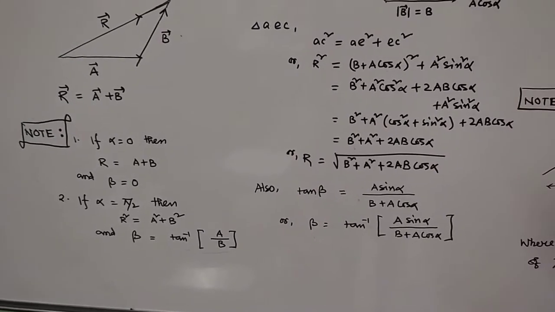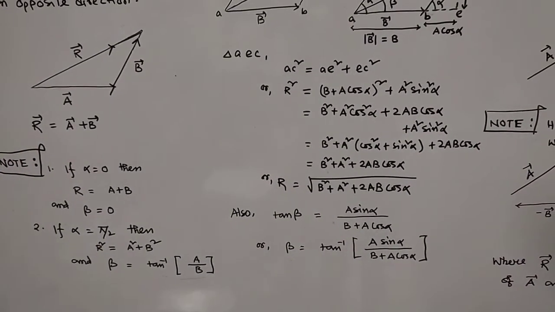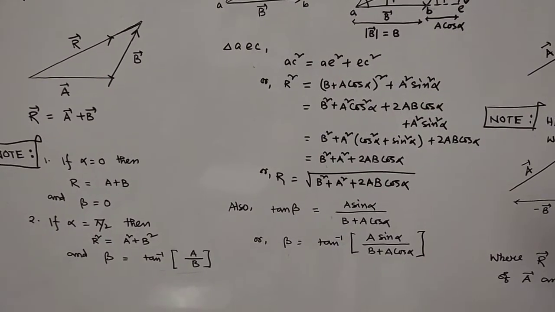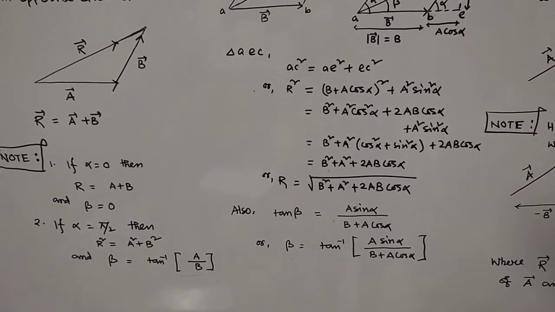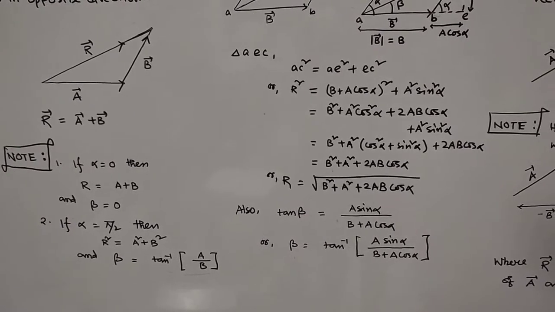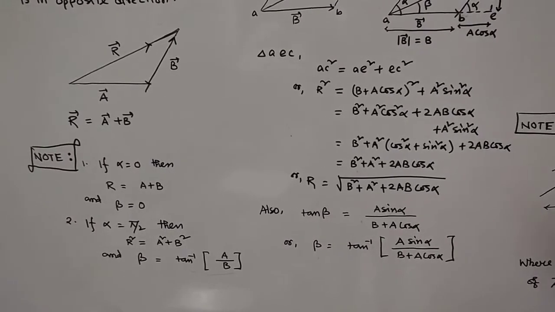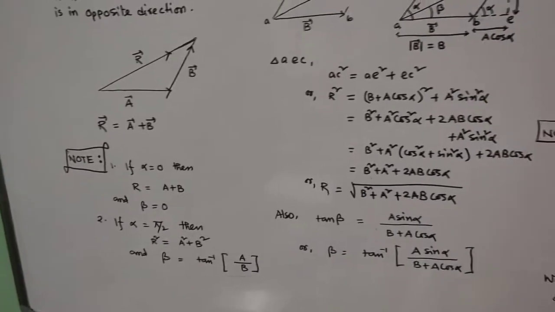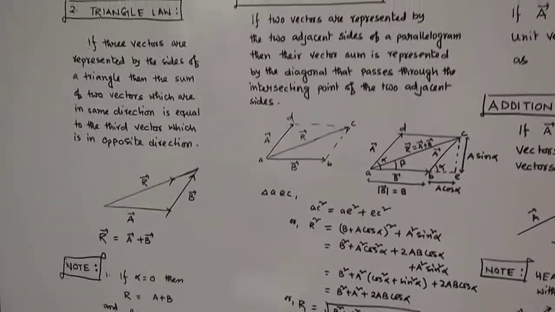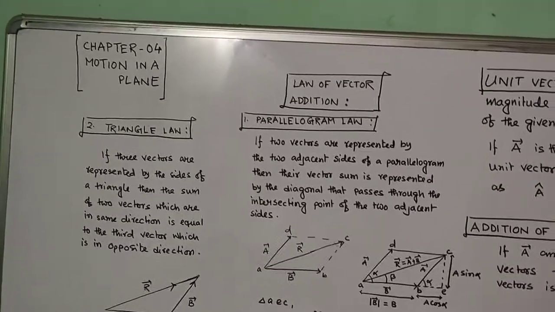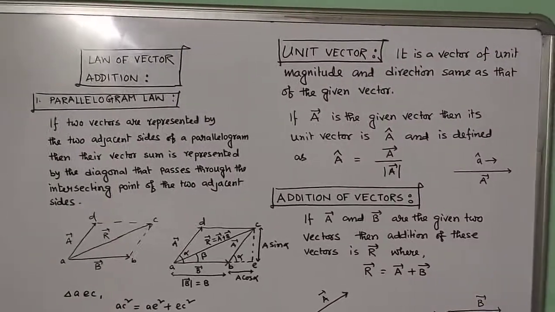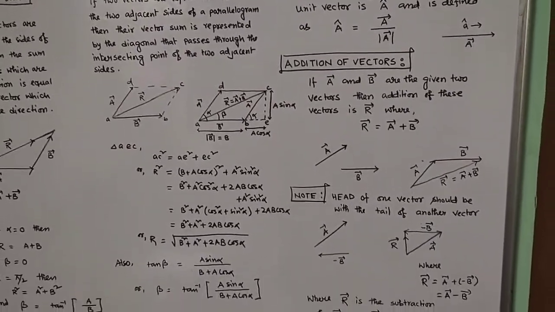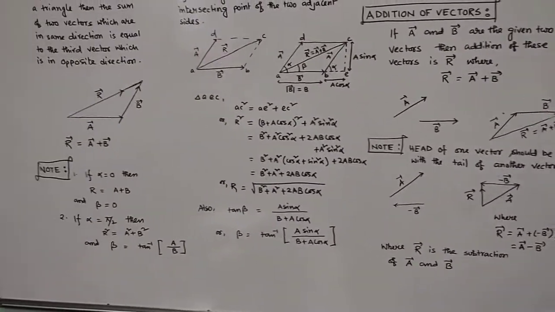If you substitute alpha equal to pi by 2, then you will get R square equal to A square plus B square, because cos pi by 2 is 0. And correspondingly you can define beta as tan inverse of A by B. In this way you can substitute any value for alpha, and correspondingly define magnitude and direction. This is very important because numericals may be there. So please go through it, find out your doubts and try to put your doubts.